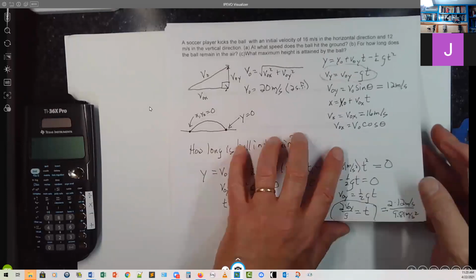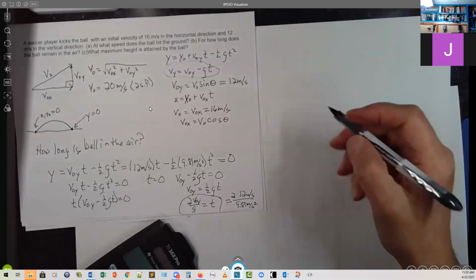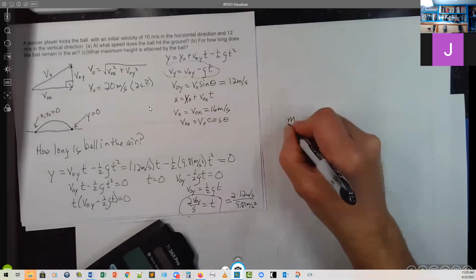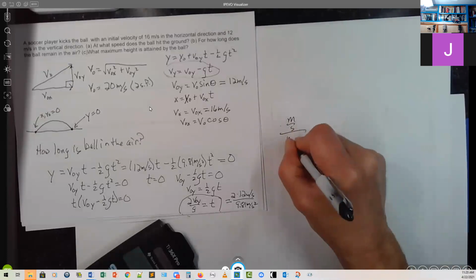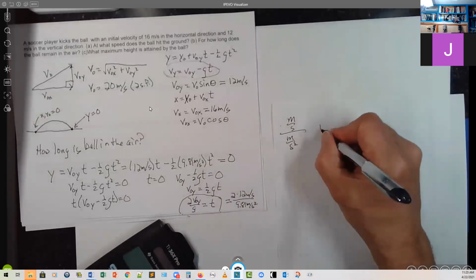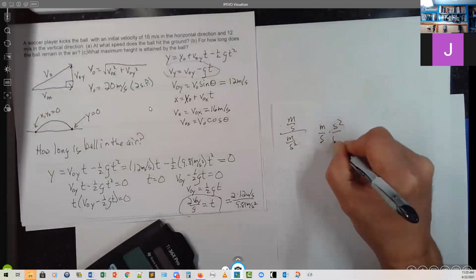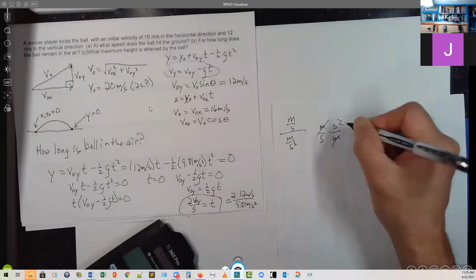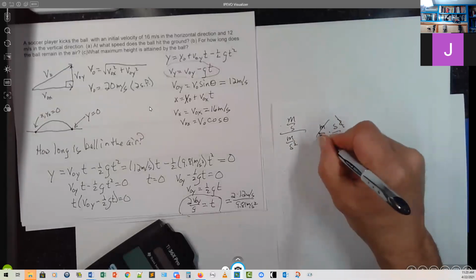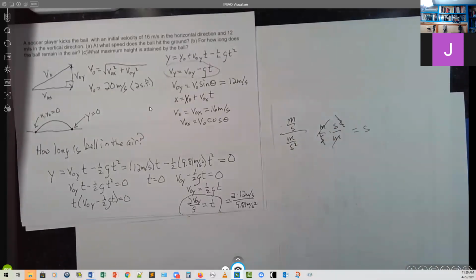Unit-wise, I'm going to do that on scratch paper. Some of you probably know this already, but meters per second divided by meters per second squared, flip and multiply, and you get meters per second times second squared over meters. Meters divide out. One of the seconds here divides with that one, and you just get seconds. Okay, that's good for a time of flight.